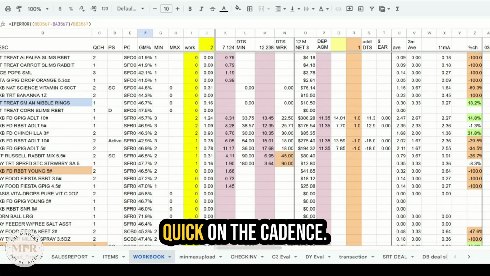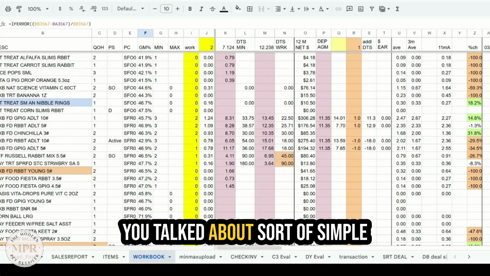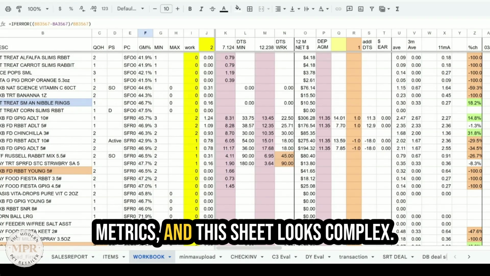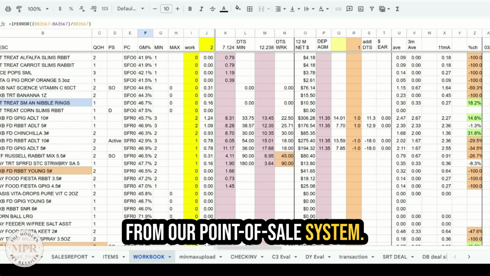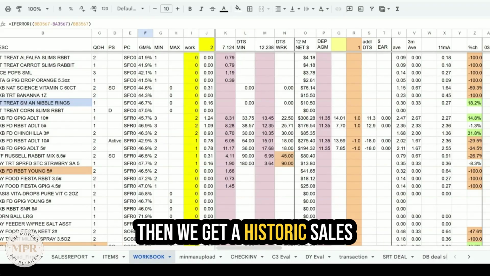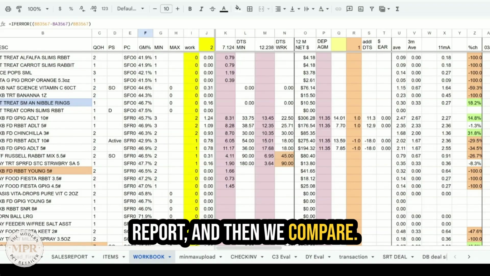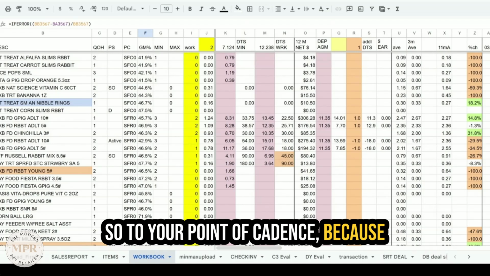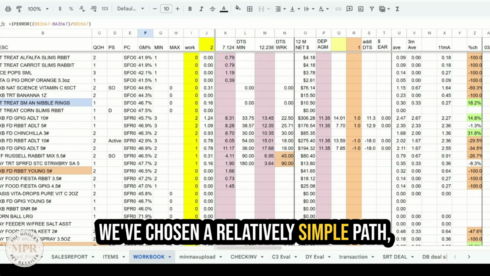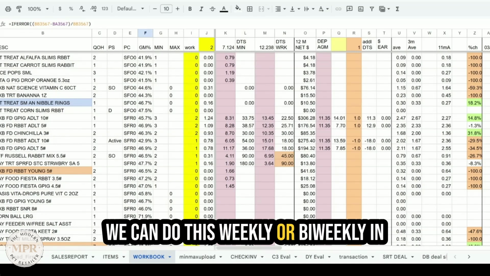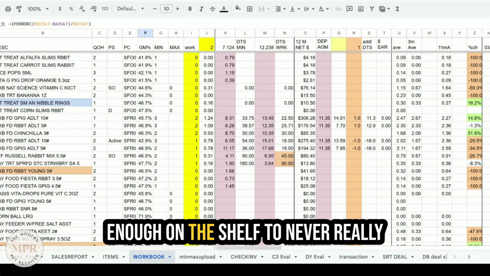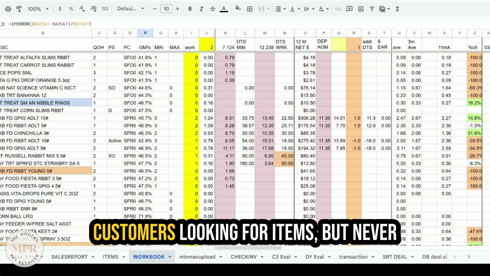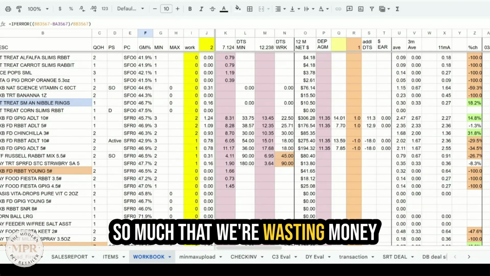Yeah, if I can jump in real quick on the cadence, you talked about simple metrics, and this sheet looks complex, but to your point, we're just taking two reports. It's super easy from our point of sale system. We get a total inventory report, then we get a historic sales report, and then we compare. Because we've chosen a relatively simple path, we can do this weekly or bi-weekly in order to maintain an ideal inventory: enough on the shelf to never really run out so we don't lose sales from customers looking for items, but never so much that we're wasting money with products sitting on the shelf.